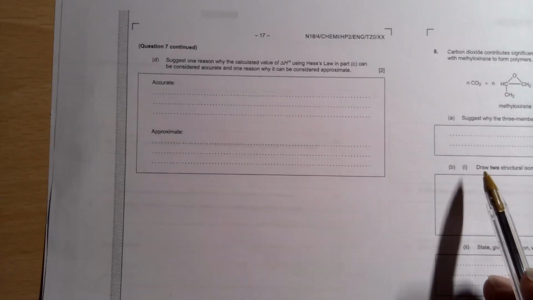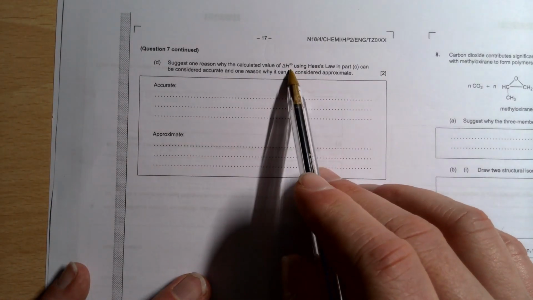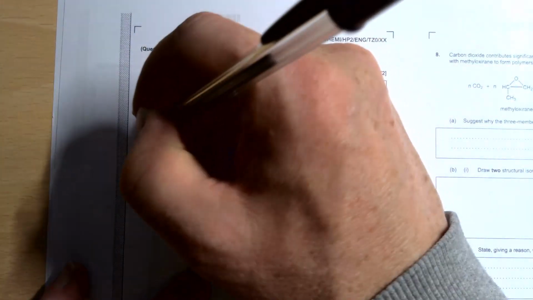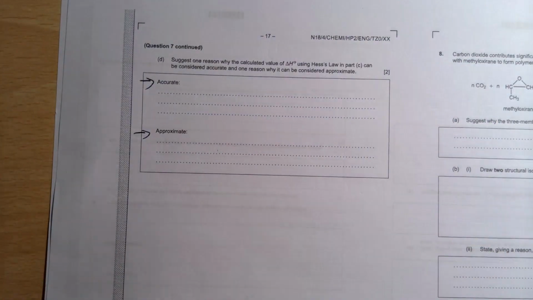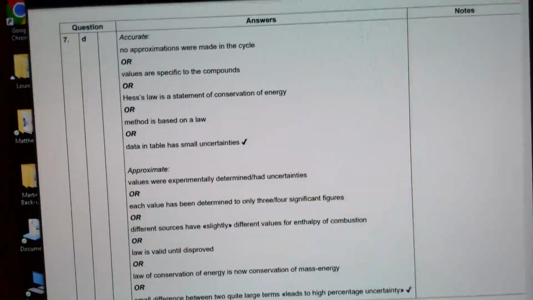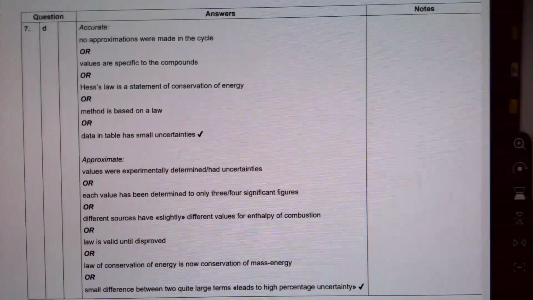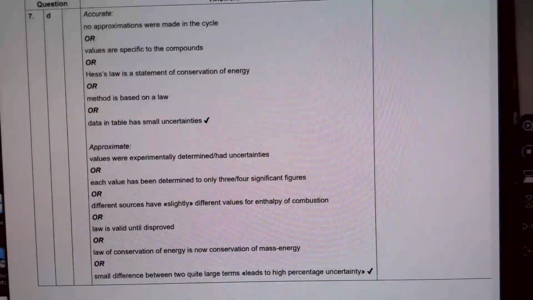So suggest one reason why the calculated value of delta H cannot be, or can be, considered either accurate or approximate. There's a whole array of possible answers here. So what I'm going to do is point the camera at my screen, which has the mark scheme there, and there are loads of possible answers. I'll allow you to read those.